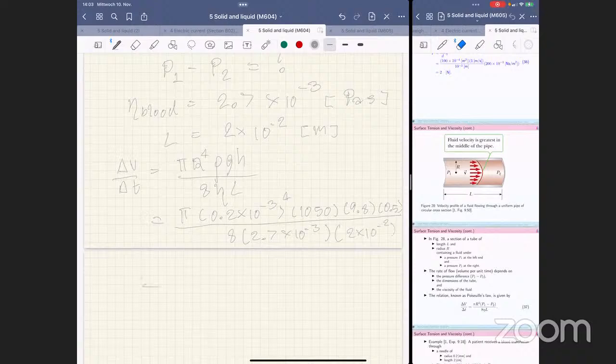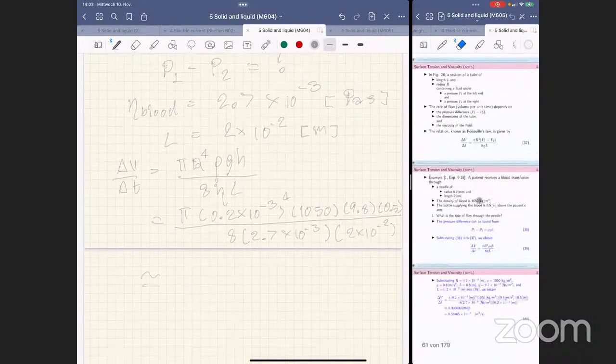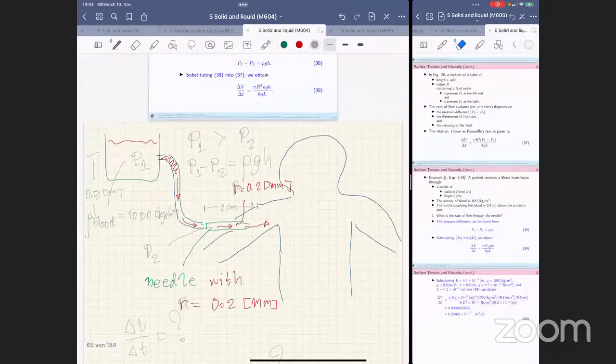All right, when you put it into the calculator, you're going to have the result, and it's equal to 0.59 and 9, almost 0.6, and it's cubic meter per second. And that's the rate of flow of the blood through the needle here. Now the time is over.